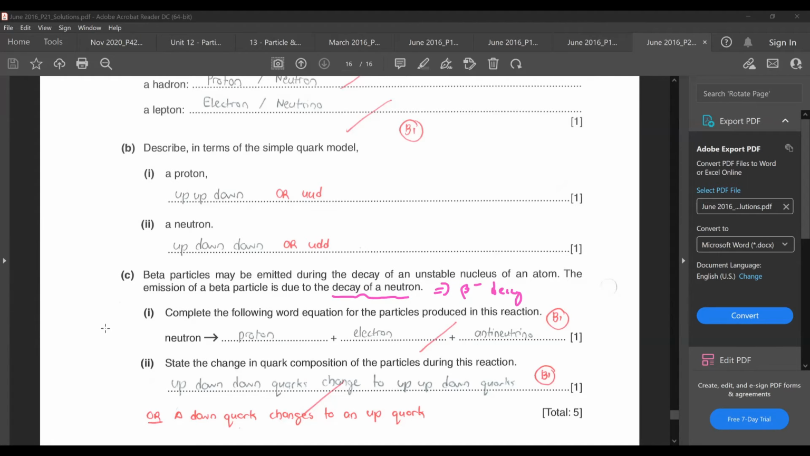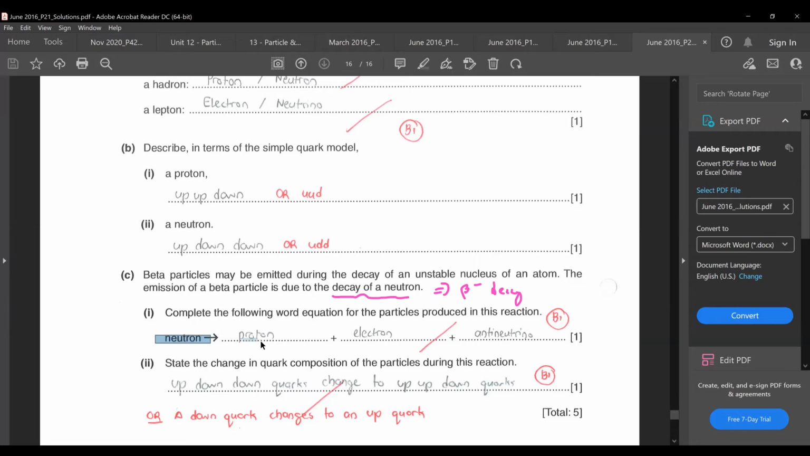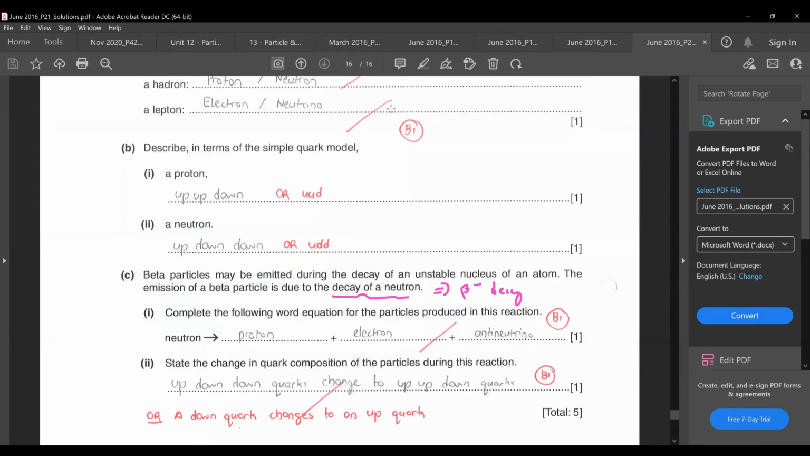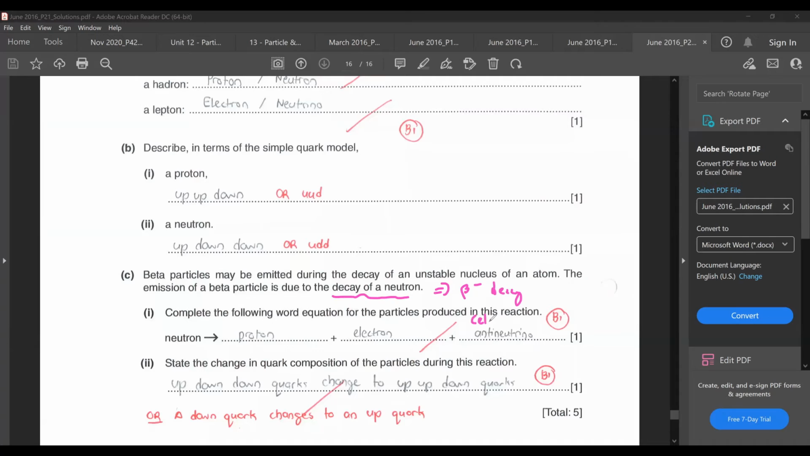All right. So neutron changes to proton plus electron plus anti-neutrino. Here, if you want to write electron anti-neutrino, it is fine. A lot of times in the marking scheme, if you just write anti-neutrino, this one is fine. But if you want to write electron anti-neutrino as the full form, it's also fine. Usually, they don't really need you to write the term electron inside. If you just write anti-neutrino, it's fine.